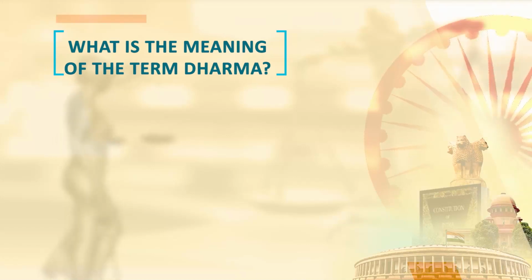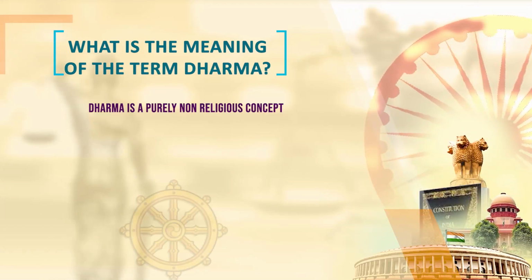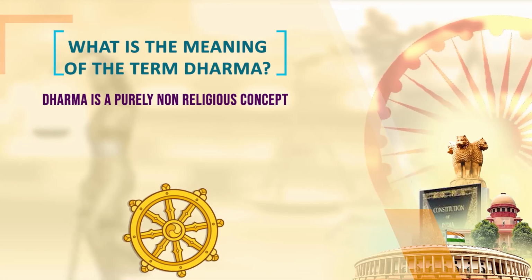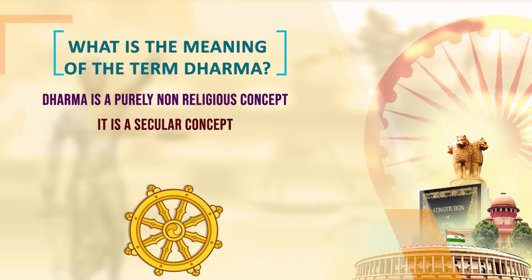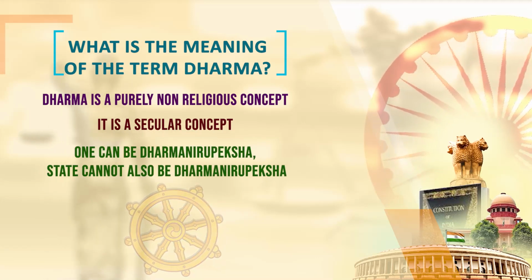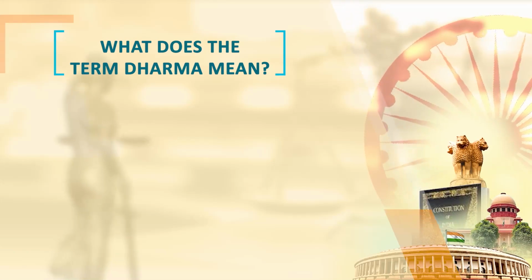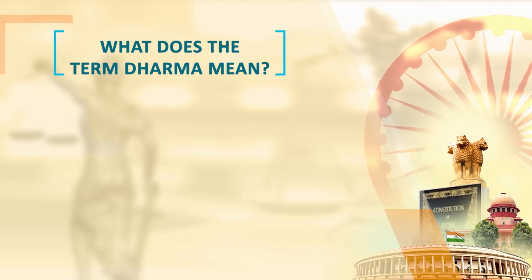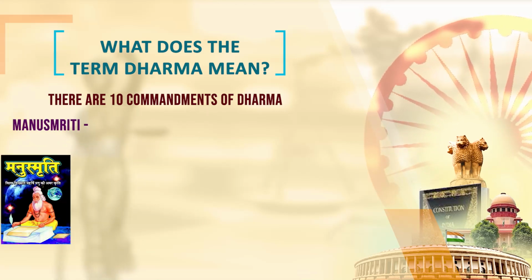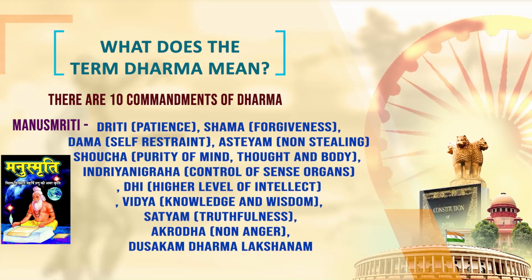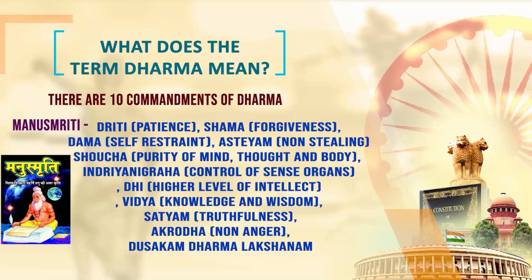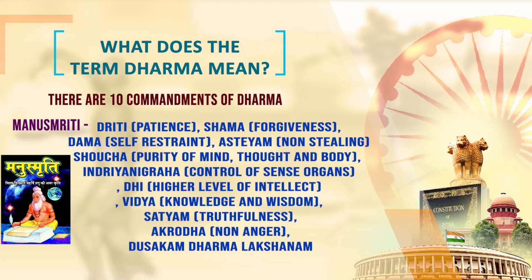Then what does the term dharma mean? Dharma is a purely non-religious concept. It is a secular concept. No one can be dharma nirapeksha, the state also cannot be dharma nirapeksha. Then what does the term dharma mean? There are 10 commandments of dharma. It is written in Manusmriti: Dhriti kshama damasteyang shaucham indriya nigraha dhir vidya satyam akrodha dasakam dharma lakshanam.